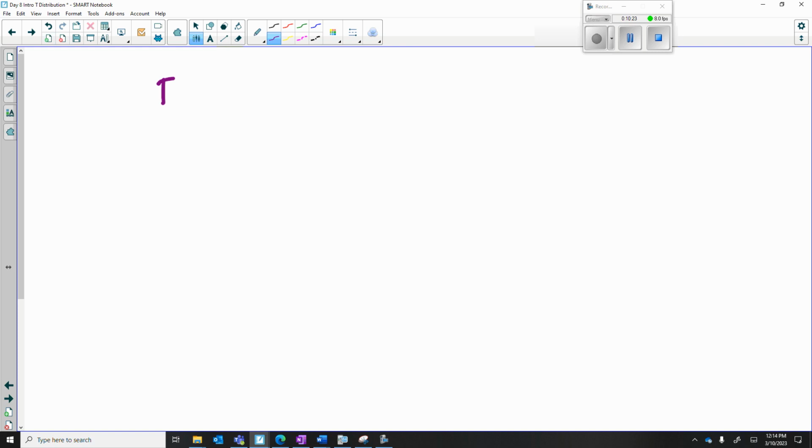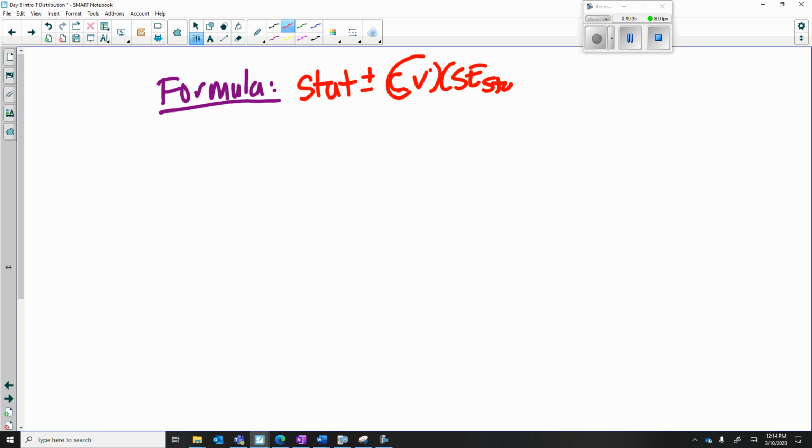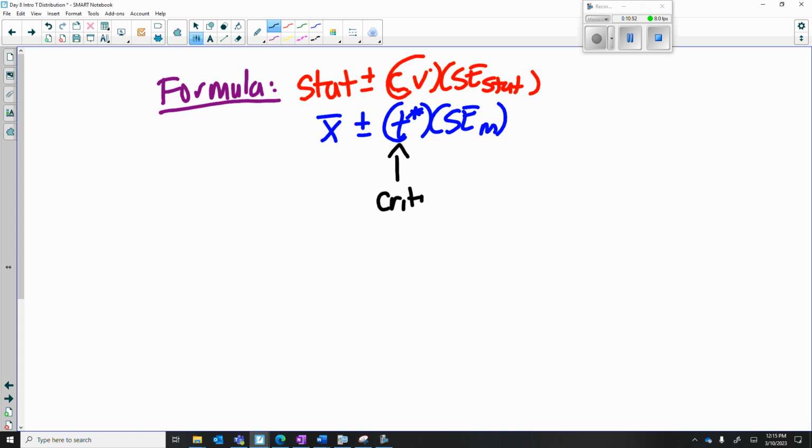So the formula for the confidence interval now is going to be statistic plus or minus critical value, same thing, times the standard error of the statistic. It's going to be x bar, which is the sample mean, plus or minus, instead of using z star, we're going to use t star today, times the standard error of the mean. Okay? X bar is the sample mean. T star is what I'm going to talk about finding right now. This is the new critical value, and you can find it using table B.